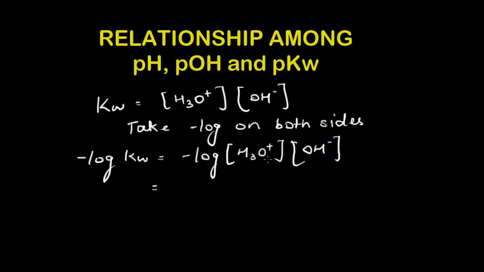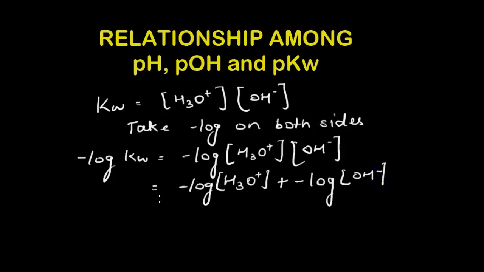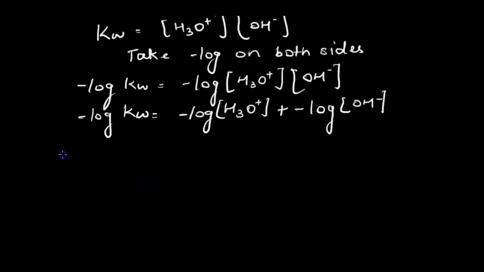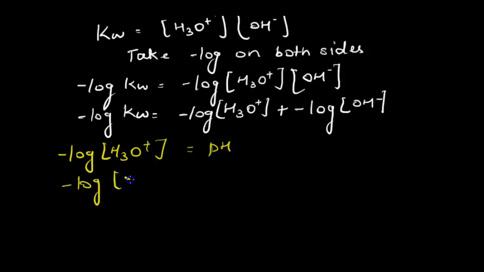The rules of logarithms say that if there is a product of two things, then we can separate the log by putting a plus sign. So we are left with negative log of hydronium ion concentration plus negative log of hydroxide ion concentration is equal to negative log of Kw. Now we also know negative log of hydronium ion concentration is equal to pH. Similarly, negative logarithm of hydroxide ion concentration is equal to pOH, and negative log of Kw is equal to pKw.